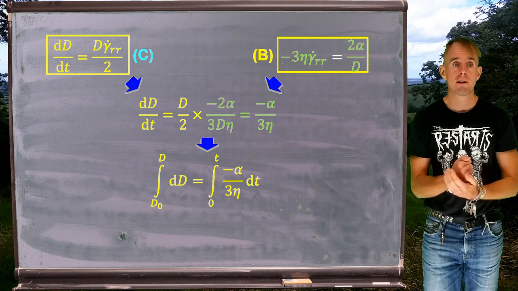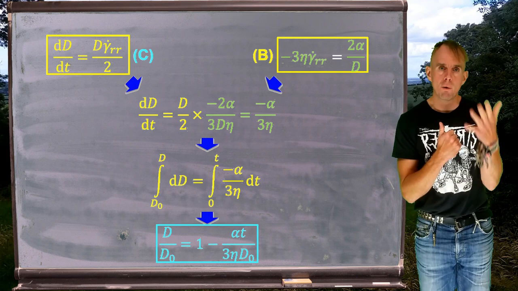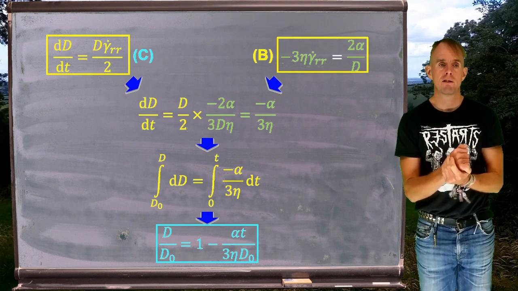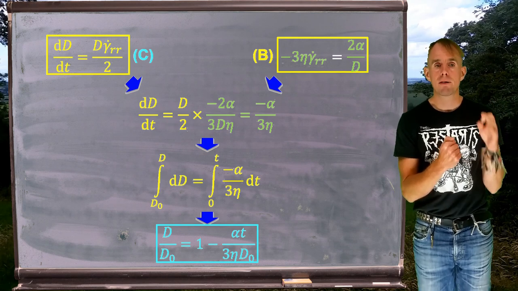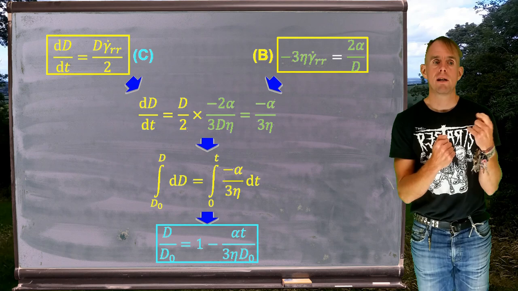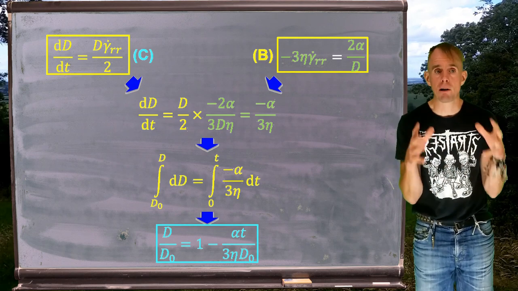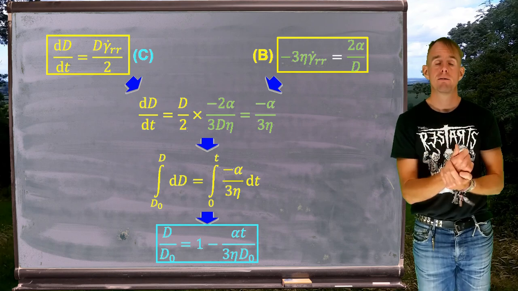So let's integrate this, and we end up with D over D0, that's our normalized diameter, is linear with respect to time. It's 1 minus alpha, surface tension, times t, divided by 3 times viscosity times D0, the original diameter. Great. So that's how we get an expression from theory for diameter decay.